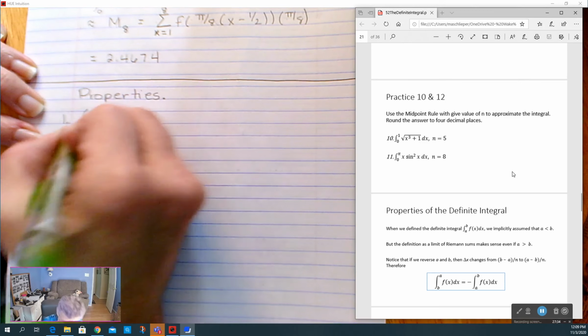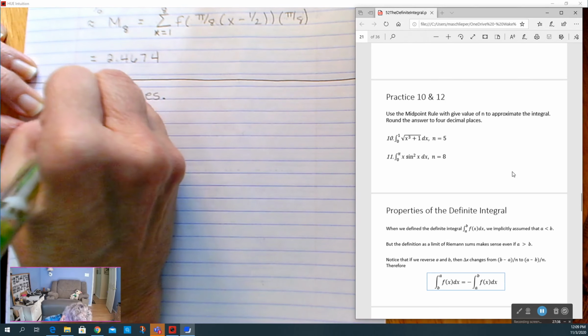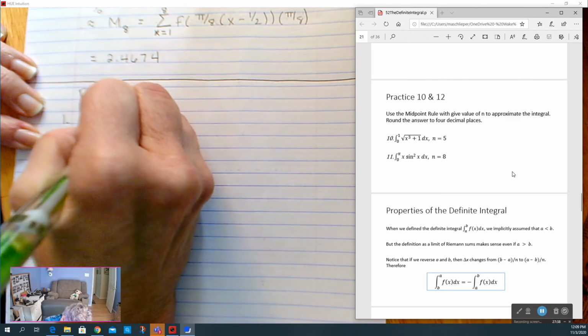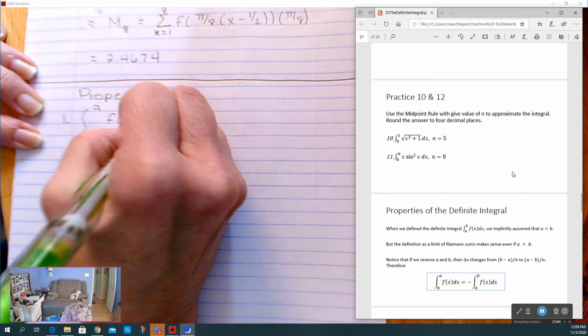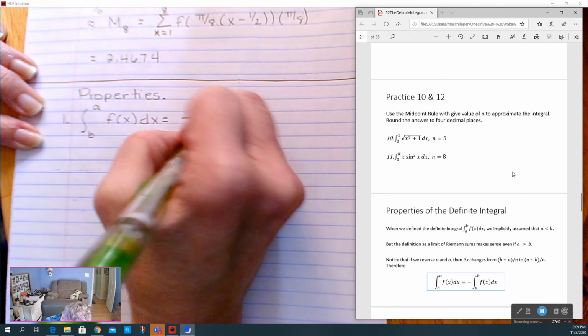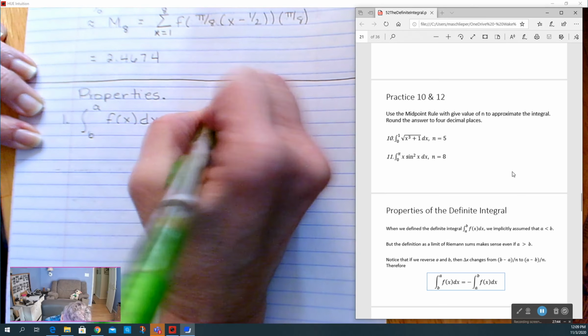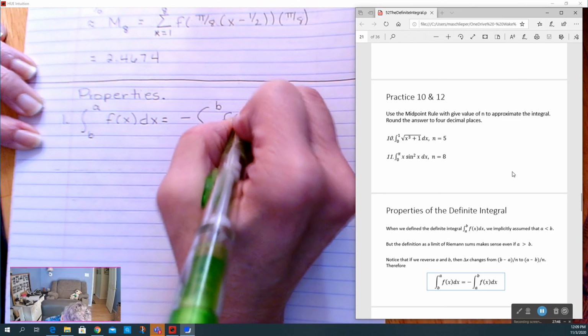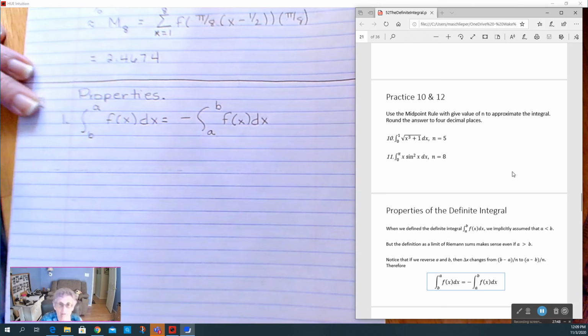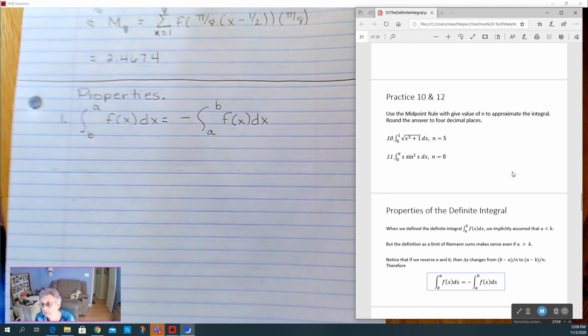So the integral from b to a of f of x is equal to the negative of the integral from a to b of f of x. Okay. That makes sense, kind of. You're looking at the area under a curve. If you're going backwards, you get the negative of it.